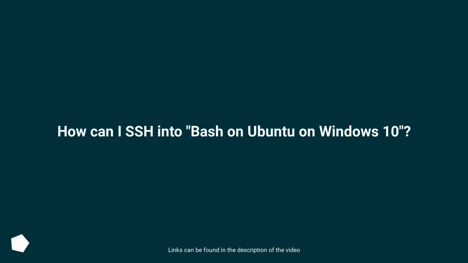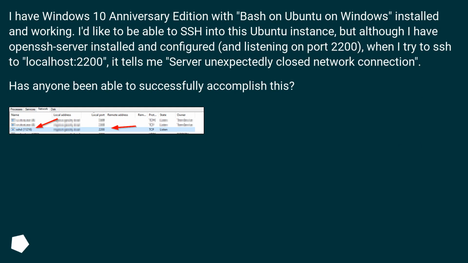How can I SSH into Bash on Ubuntu on Windows 10? I have Windows 10 Anniversary Edition with Bash on Ubuntu on Windows installed and working. I'd like to be able to SSH into this Ubuntu instance, but although I have OpenSSH server installed and configured and listening on port 2200, when I try to SSH to localhost:2200, it tells me server unexpectedly closed network connection. Has anyone been able to successfully accomplish this?